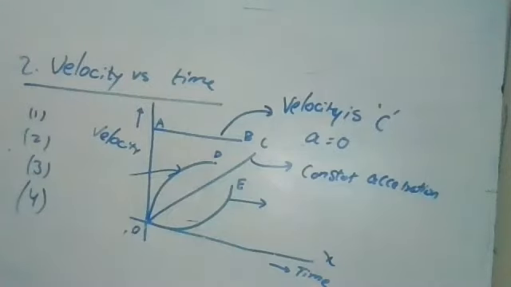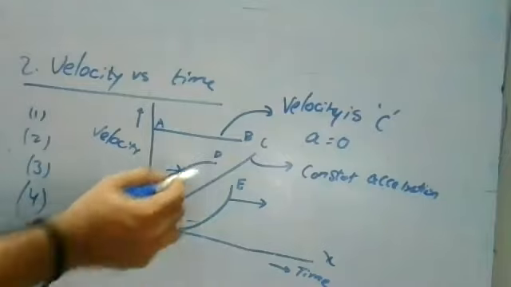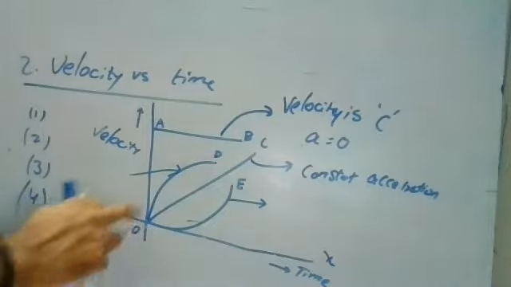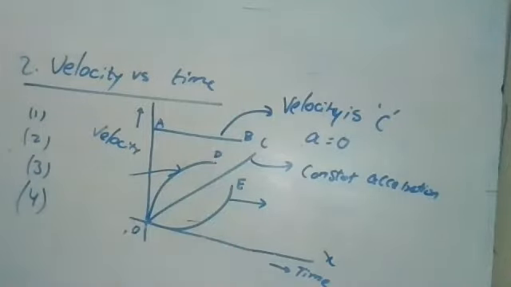Third point. If the graph obtained is a curve, curve OD, whose slope decreases with time, so the acceleration is decreasing. For the OD curve, the acceleration is decreasing.